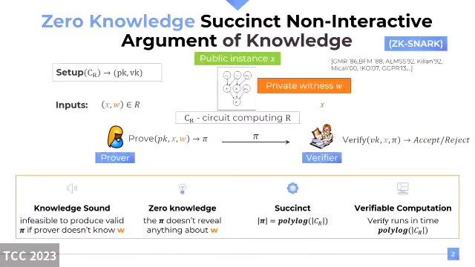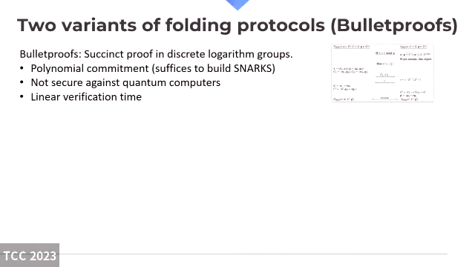I want to focus in this talk on two particular variants of these so-called folding protocols. These are very similar protocols to the bulletproof protocol. The bulletproof protocol is a succinct proof that works in discrete logarithm groups, and you can build a polynomial commitment from it, which is a specific type of functional commitment, and that itself can then be used to build SNARKs.